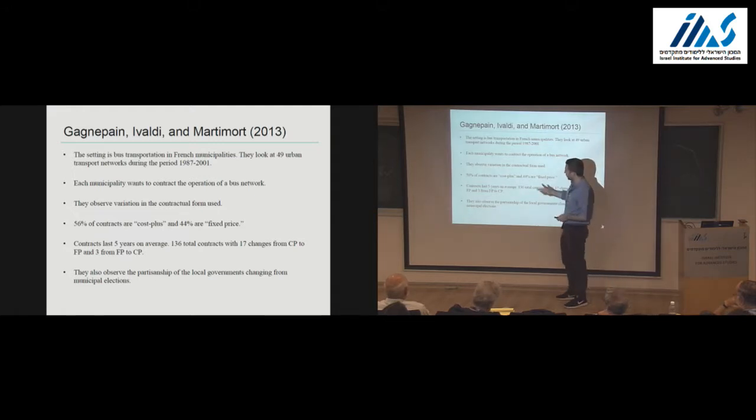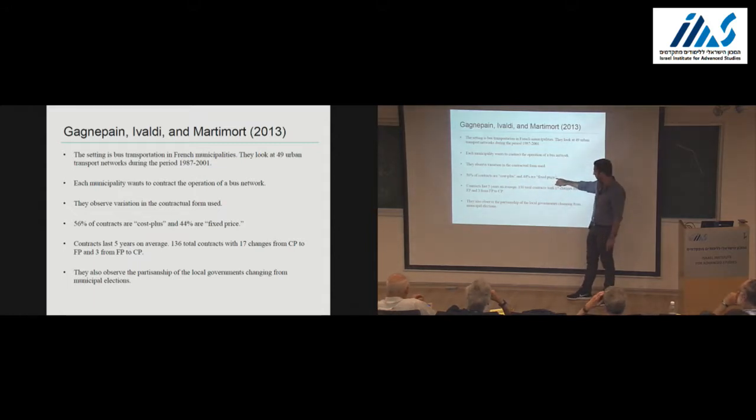They see two types of contract in the data. One is cost reimbursement: you tell us your costs, and we pay you some markup on that. That's like the type of regulation we saw before. They also see some municipalities which just say, here's how much we're paying you, do whatever you want.